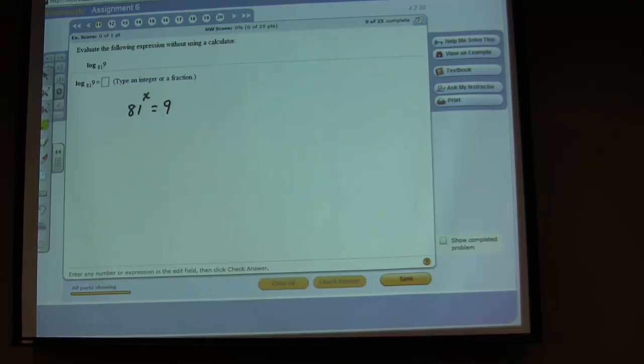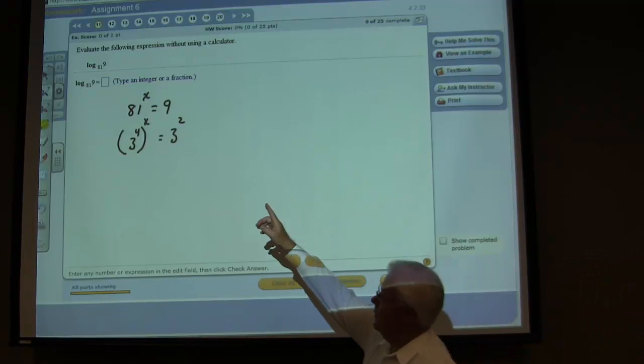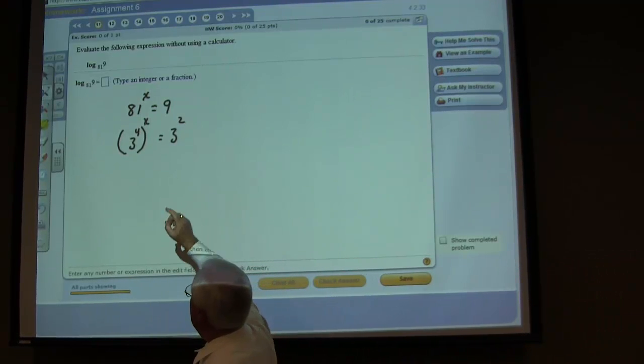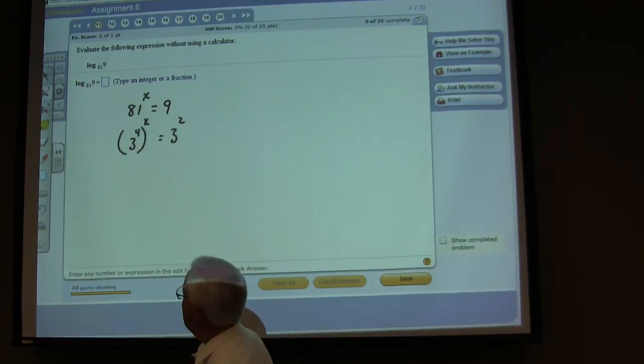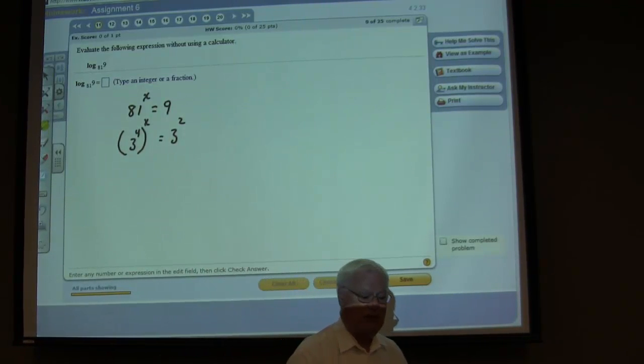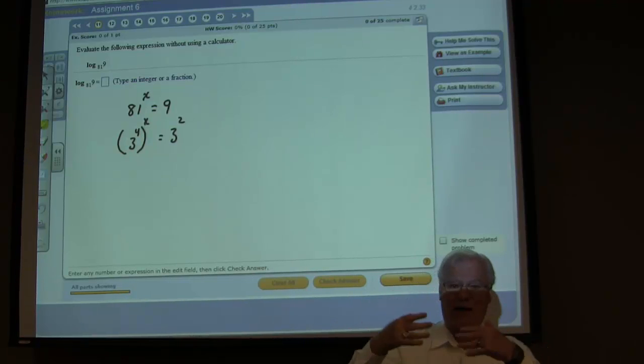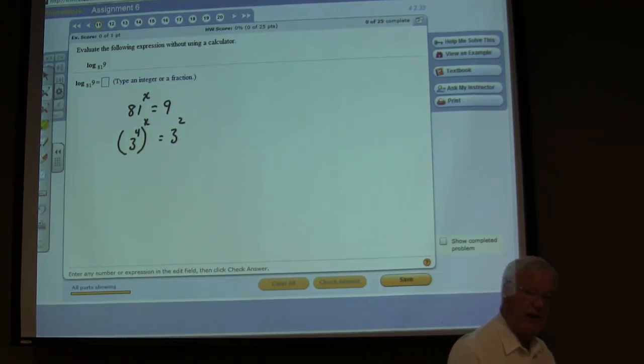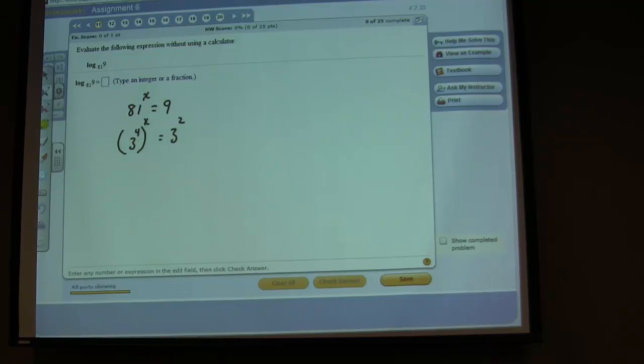And we'll have 3 to the 4th power raised to the x power equals 3 squared. So all I did was I took the 81 and wrote it as 3 to the 4th power, and the 9 as 3 to the 2nd power. Now what do you do when you have something to a power raised to a higher power? You multiply the powers. So this is going to be 3 to the 4 times x is 3 squared.